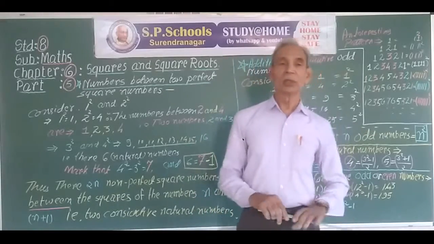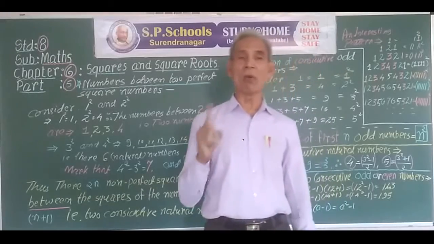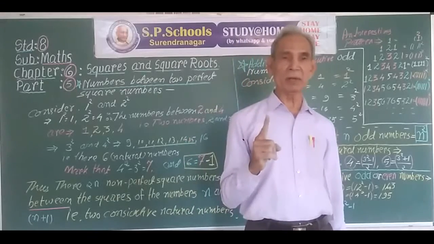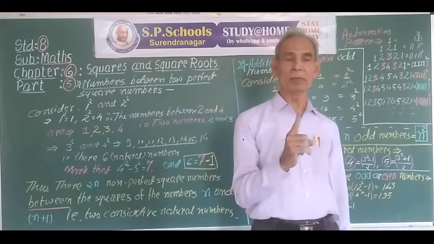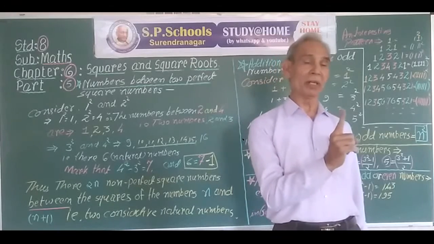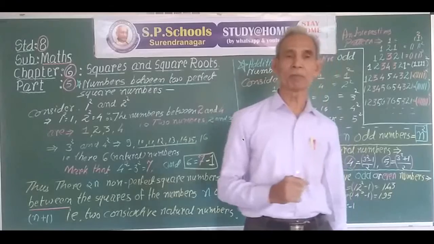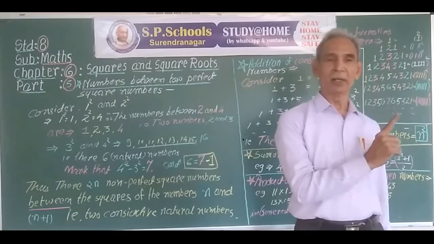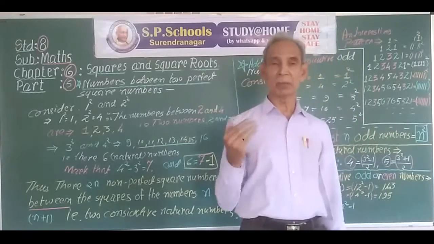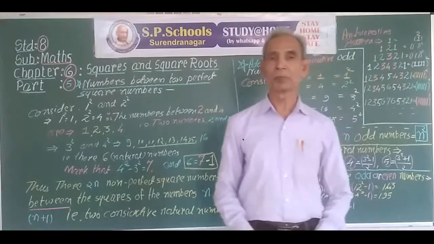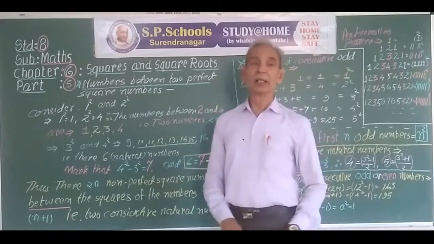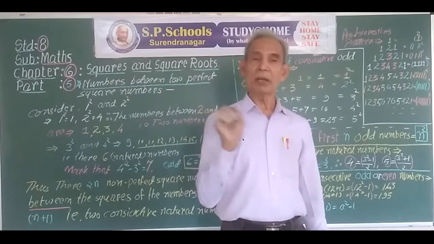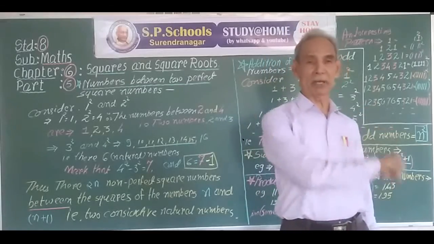Now, in serial natural numbers, we have 1, 2, 3, 4, 5. 1 is odd, 2 is even, paired 1. 3 is odd, unpaired. 4 is even, paired 1, 2 plus 2. 5 is odd, unpaired. 6 is even, 3 plus 3, 2 plus 2 plus 2. Like that, the natural numbers are odd, even, odd, even, odd, even, differing by 1.